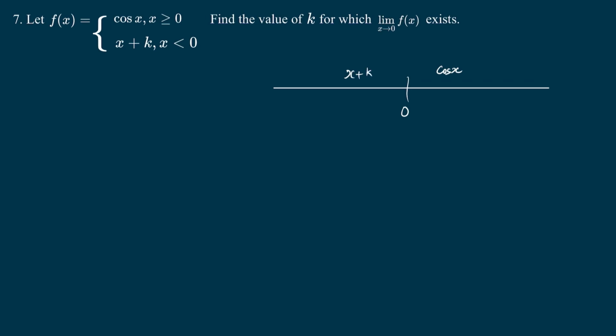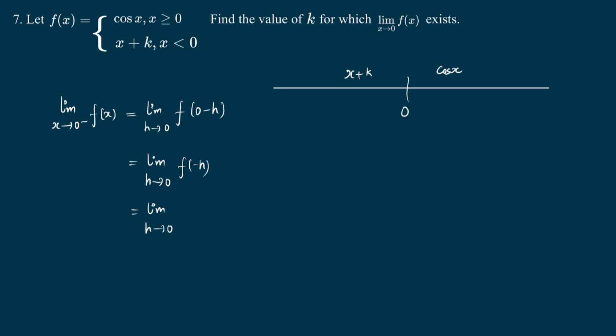Now let us find the left hand limit here. Limit x tends to 0 minus of f(x) equals limit h tends to 0 of f(0 minus h). So it will be limit h tends to 0 of f(minus h), which equals limit h tends to 0. Since we are approaching 0 from the left hand side, our function is x plus k. So f(minus h) will be minus h plus k.